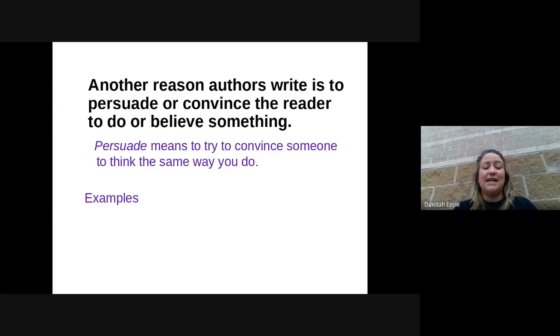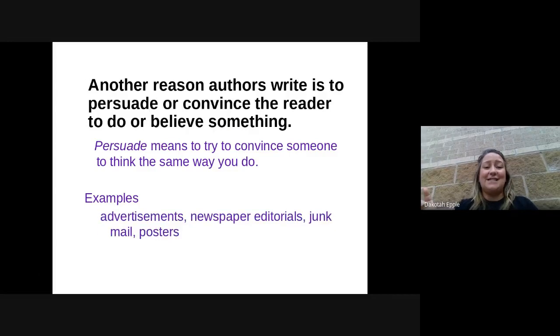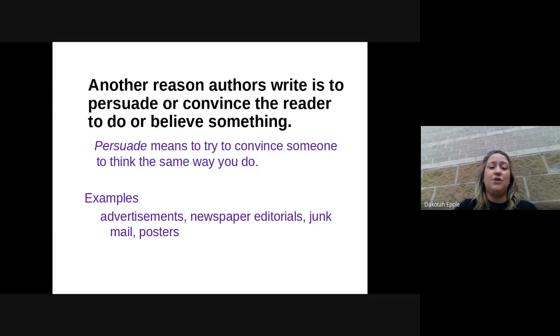Some examples of persuasive writing, or when the author tries to persuade or convince you, are advertisements. So if you think when you watch TV and you see those ads or commercials, some of those might be for toys, and those commercials are trying to persuade or convince you to buy that toy. You might see a commercial for food or a restaurant, and that commercial is trying to convince you or persuade you to go to that restaurant. So on TV and in newspapers and stuff like that, we see lots of advertisements that try to persuade us.